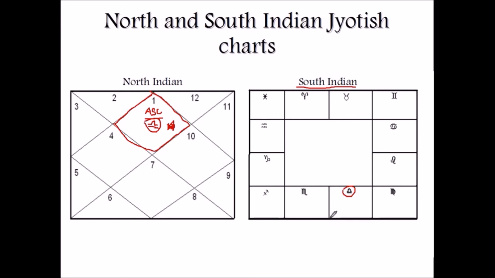And the usual practice is to draw a diagonal line through the ascending sign to mark the Lagna. The word Lagna, L-A-G-N-A, is the word for ascendant in Vedic astrology. And the word Lagna, as I understand it, refers to the concept of tying something down. You know, the ascendant ties down the whole chart. Once we have the ascendant, it orientates all the planets into their different houses and so on.